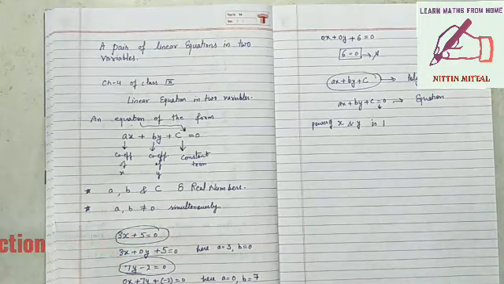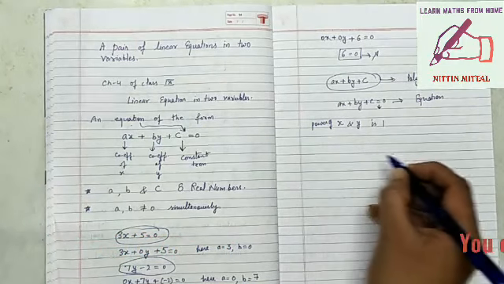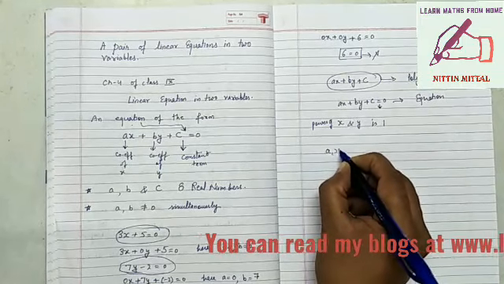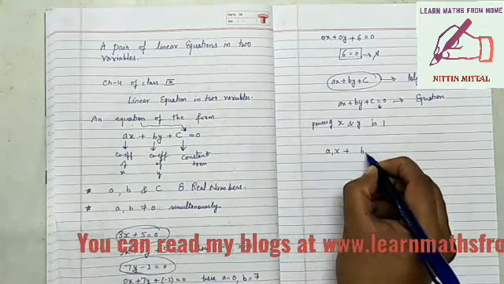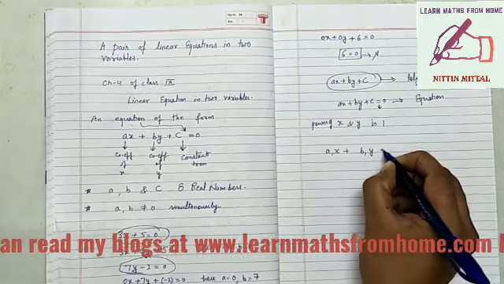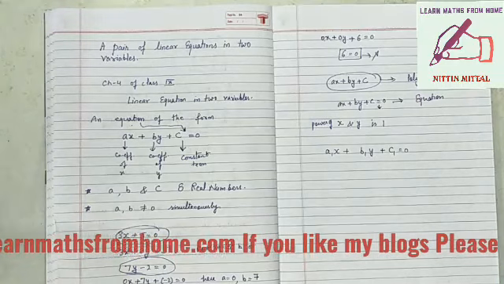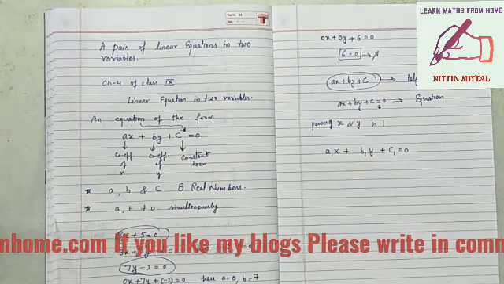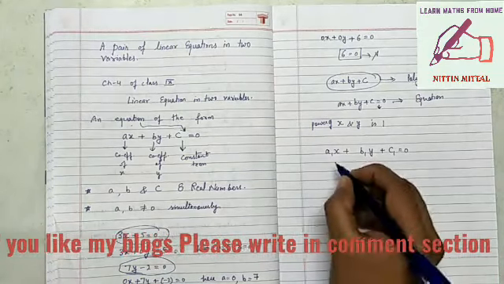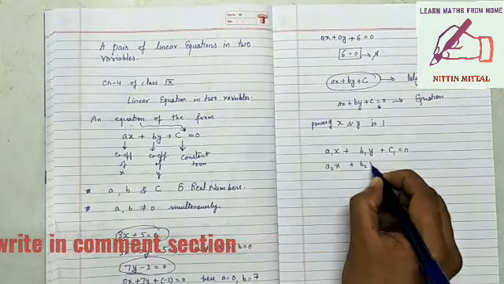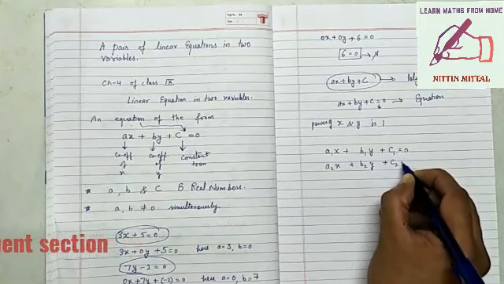Now next thing, I hope you understand. Now if I write a1x plus b1y plus c1 equal to 0, so what it is? Linear equation in two variable. And if I write a2x plus b2y plus c2 equal to 0.